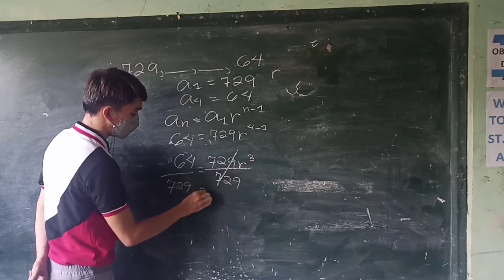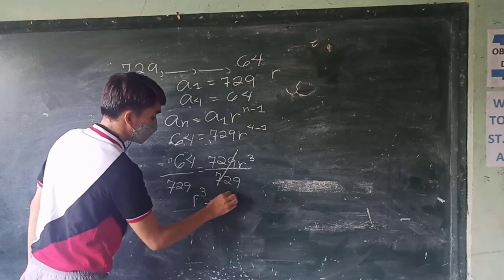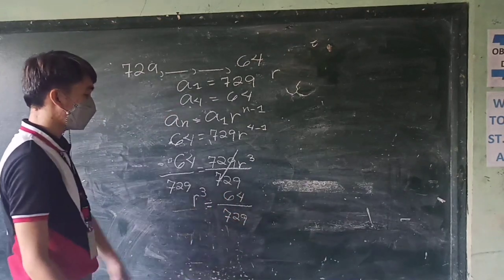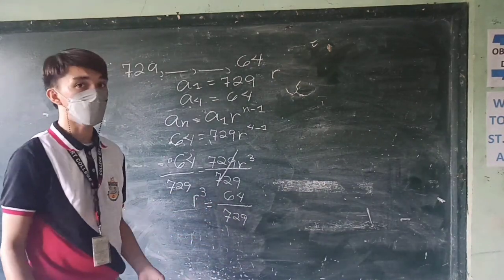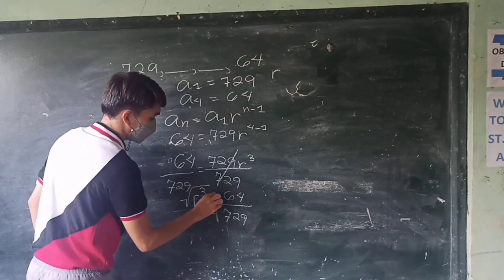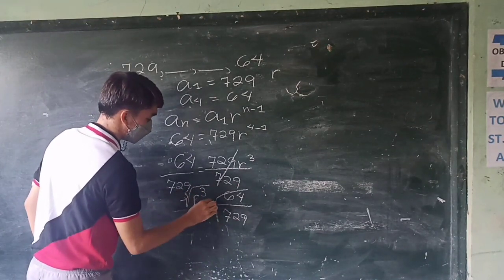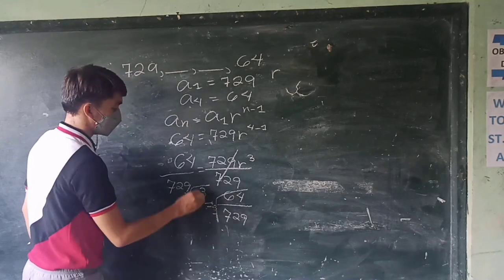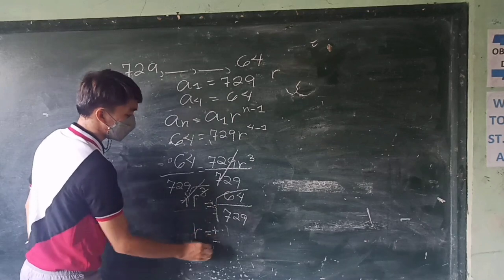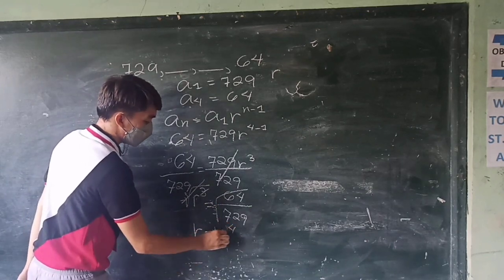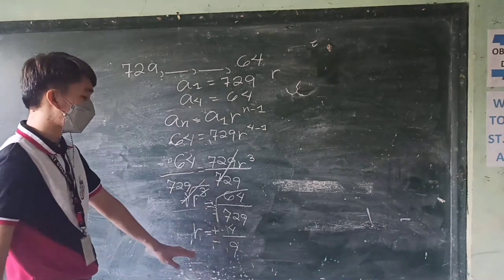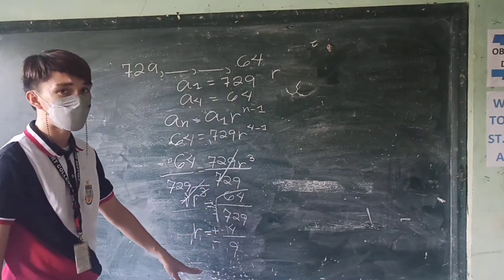We have r cubed equals 64 over 729. Wow! 64 and 729 are both perfect cubes. What a coincidence we have here. Let's look for its cube root, positive and negative. The cube root of 64 is equal to 4, and the cube root of 729 is 9. So r is either positive 4 over 9 or negative 4 over 9.